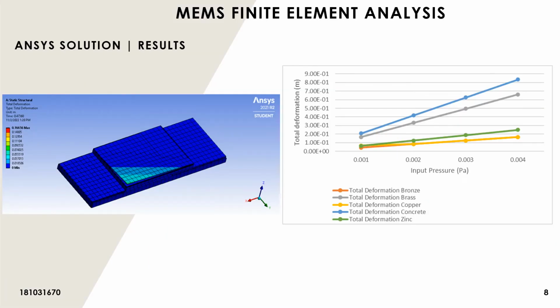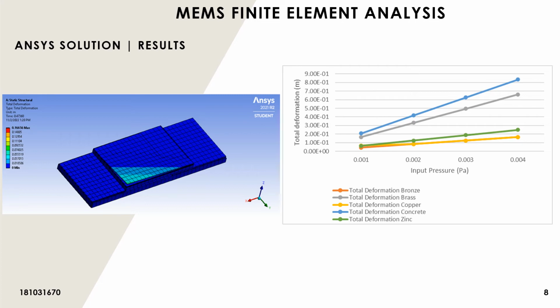This is our result that occurs when input pressure is put on the surface. The graph shows input pressure versus total deformation, with the pressure value from 0.001 until 0.004 Pascal. There are 5 different materials that we use in this analysis, which are bronze, brass, copper, concrete, and zinc. As we can see on the graph, the total deformation increases proportionally with the input pressure.